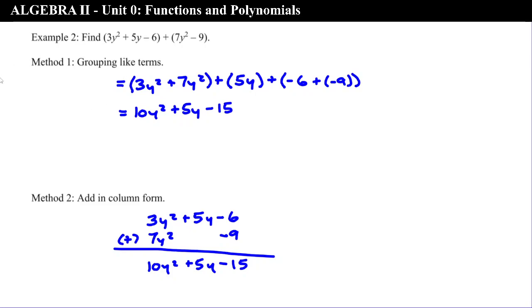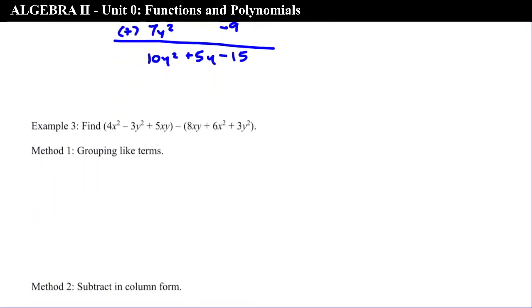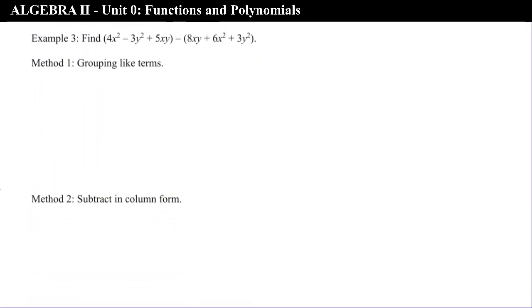Okay, so let's do another example. Let's do one where we're subtracting. So let's find the difference between these two polynomials. Well, let's start off with the first method, where we group like terms.